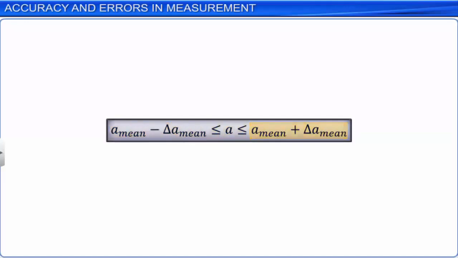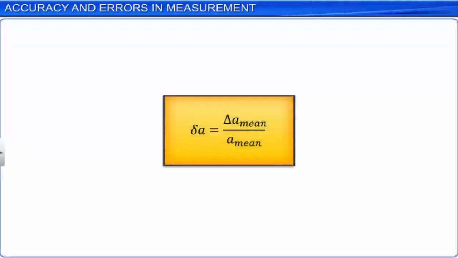Instead of absolute error, we often use relative error. Relative error is the ratio of mean absolute error to mean value of the measurements. Relative error is denoted by delta A by A. When relative error is taken in terms of percentage, it is called percentage error.